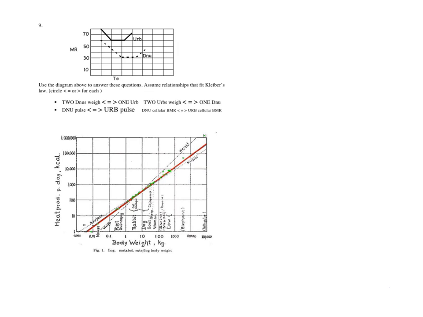In this video, I'm going to talk about problem 9 of homework 1. In problem 9, I provide a graph of the metabolic rate of resting Urbs and Dnus, those are make-believe characters, as a function of environmental temperature.